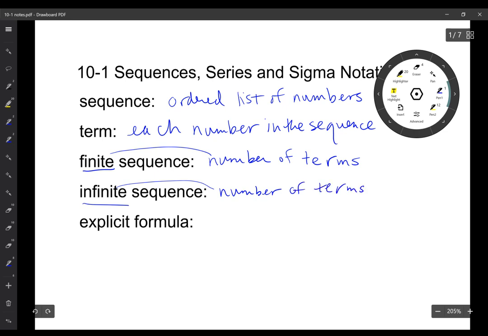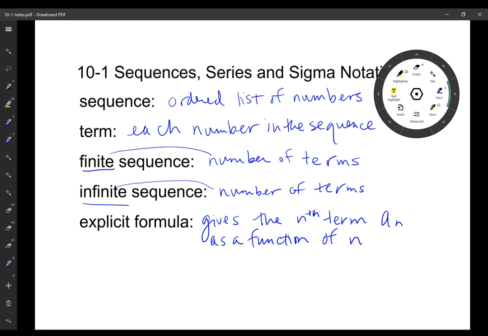An explicit formula gives the nth term, a sub n. So the terms are going to be like a sub 1, a sub 2, a sub 3, as a function of n. So basically explicit means there is a formula. So if I want to know the 10th term, I can find exactly that one. I don't have to find all the other ones in order to get the 10th one.